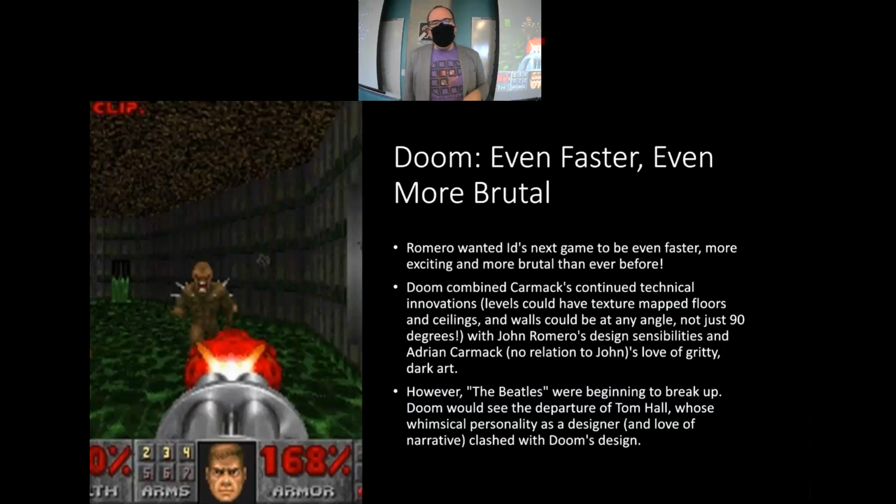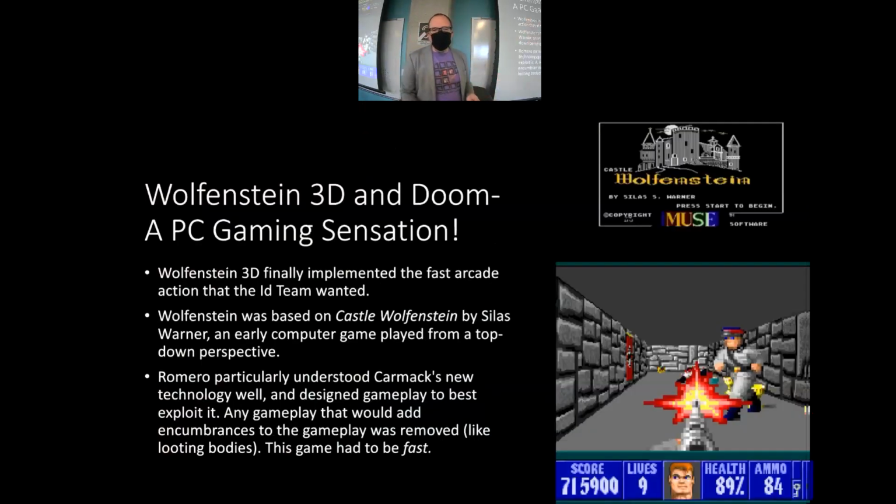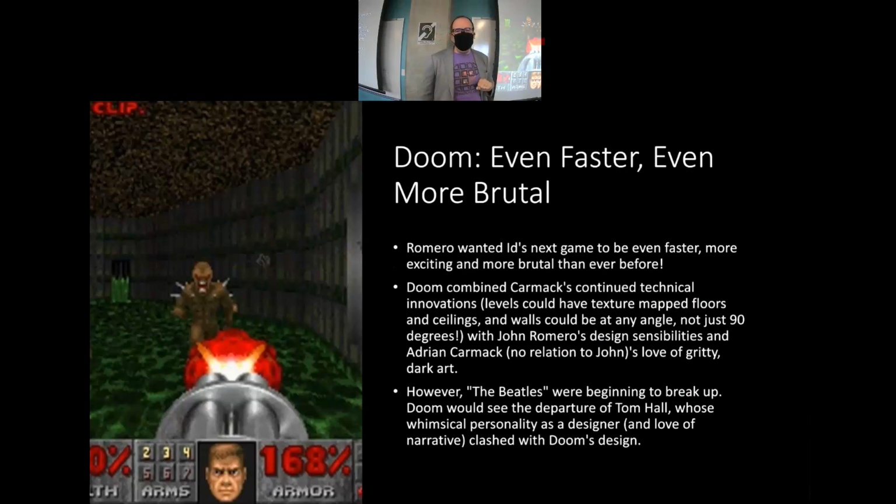Okay, so Doom did iterate on the technology of Wolfenstein 3D a bit, so we should talk about that. We continued to have technical innovations. Now we can have texture-mapped floors and ceilings, because if you look at the Wolfenstein 3D example, you can see the ceilings and floors are just plain gray, right? Now we can actually have texture maps on those as well. So that was an innovation.